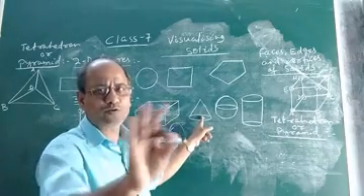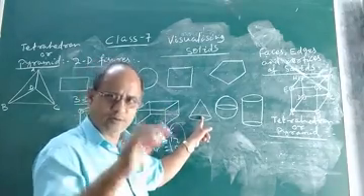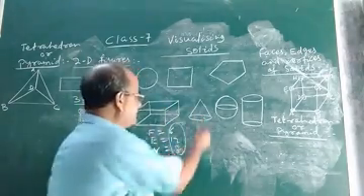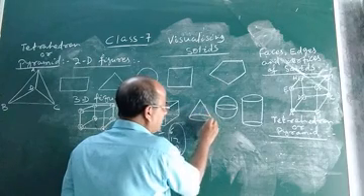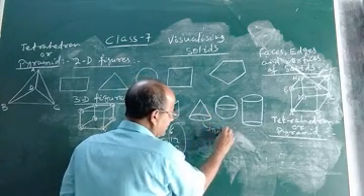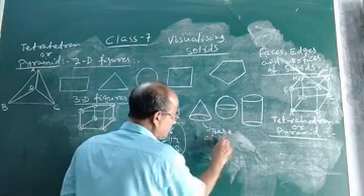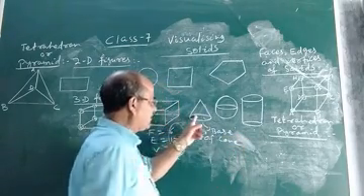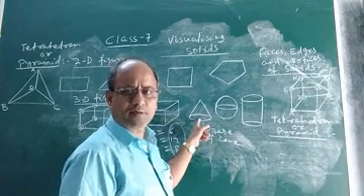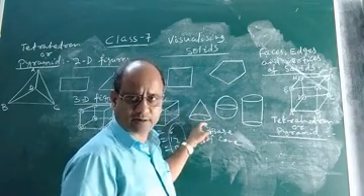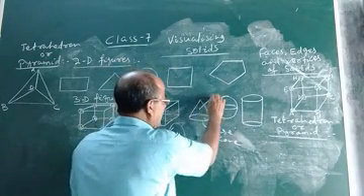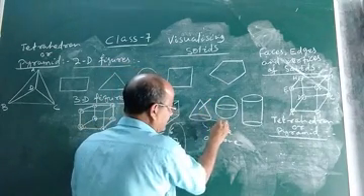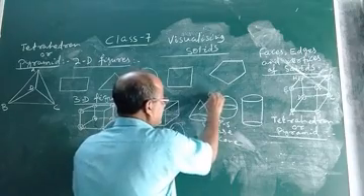Now come to the third solid. This is a cone. Of course, we know very little about the cone. It will be discussed in class 9 in detail. This shape is called a cone. This is the plane end or base of the cone. This plane end, the base of the cone, is circular in shape. It is a circle. Now look at this. This is one surface, the plane surface. This is the curved surface.